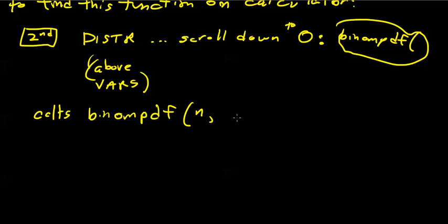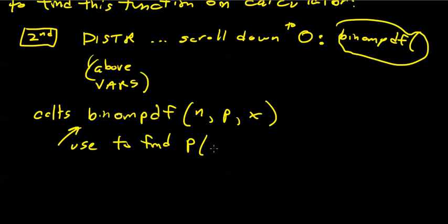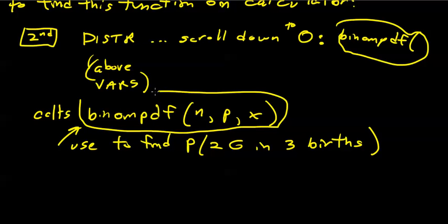Remember, this is the syntax. If you're in a binomial experiment, you want to plug in N and P and X in that order. Alright? Let's use this to find the probability of 2 girls in 3 births. Well, we're doing that again. You know the answer is 0.375, but again, this is practice using this command on your calculator.